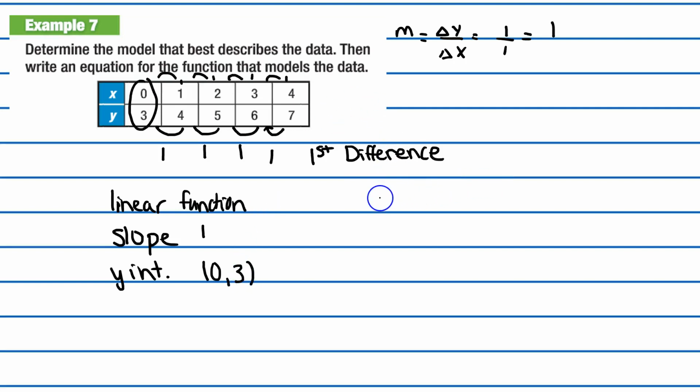Alright, so we know what a linear function looks like. It looks like y is equal to mx plus b. Well, y is equal to m, which is our slope, which is 1, and then x plus b, which is 3. Let's simplify this. Y is equal to x plus 3. And that's it.